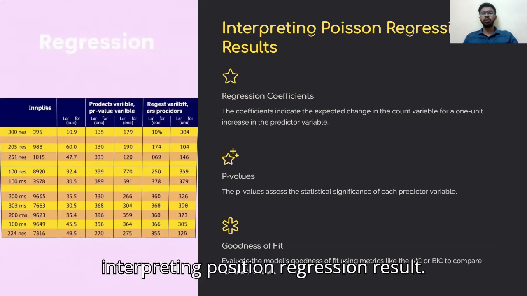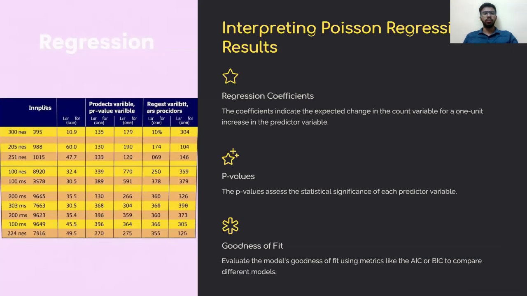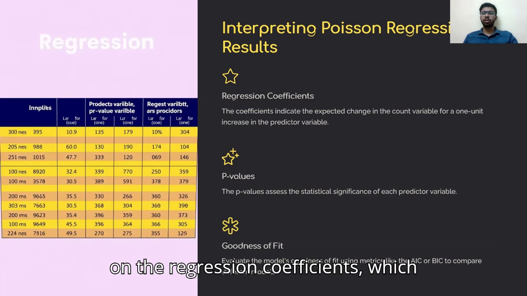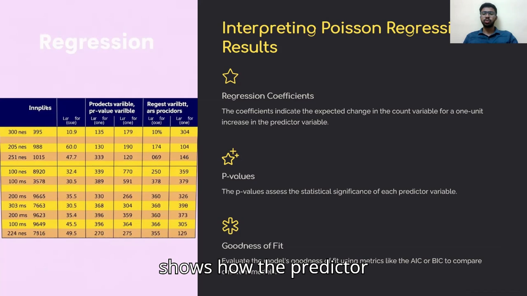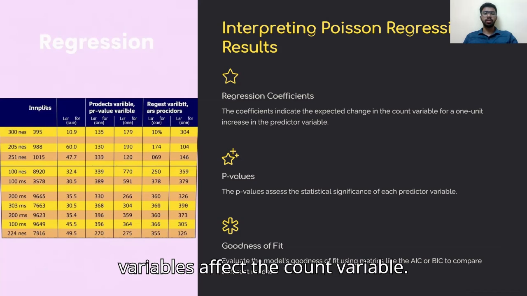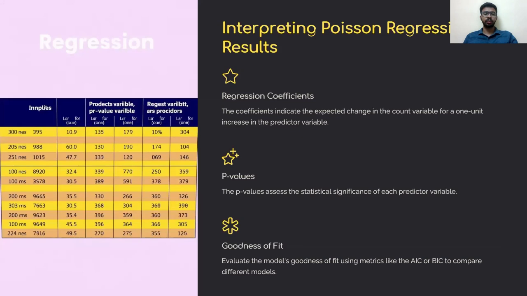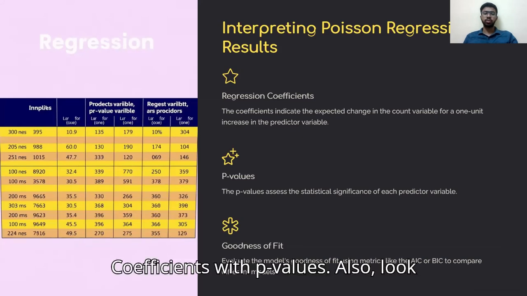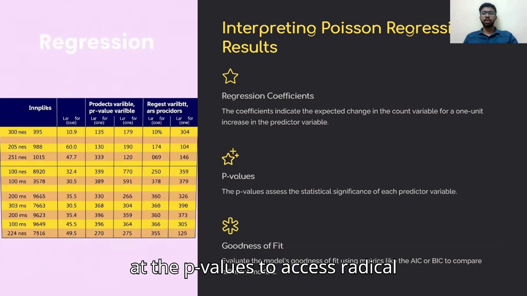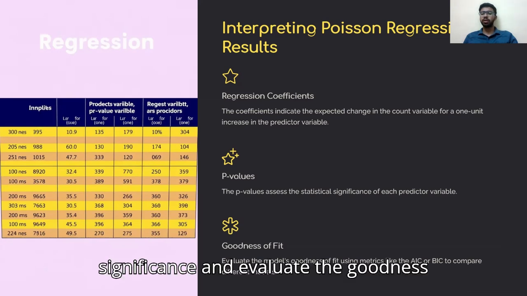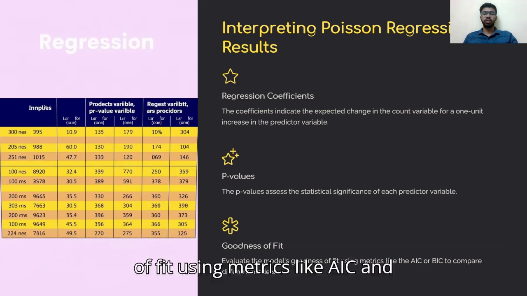Next, we have interpreting Poisson regression results. When interpreting the results, we focus on the regression coefficients, which show how the predictor variables affect the count variable. Coefficients with p-values. Also, look at the p-values to assess statistical significance. Goodness of fit. Evaluate the model's goodness of fit using metrics like AIC or BIC to compare different models.